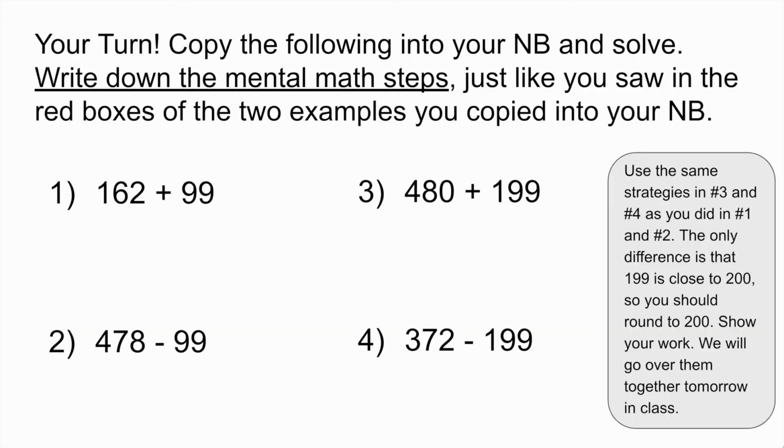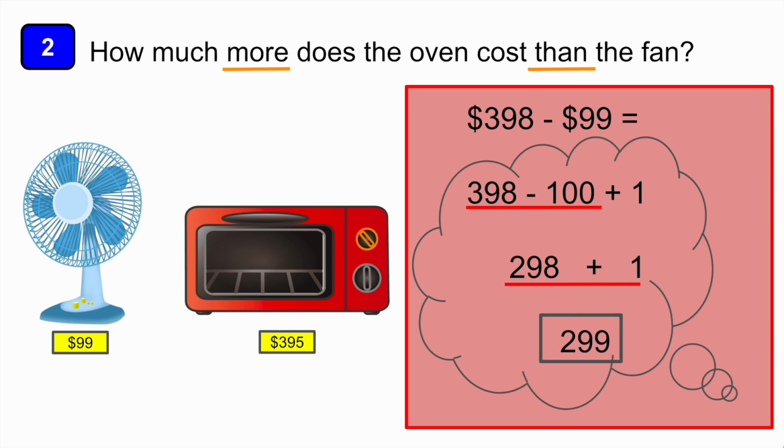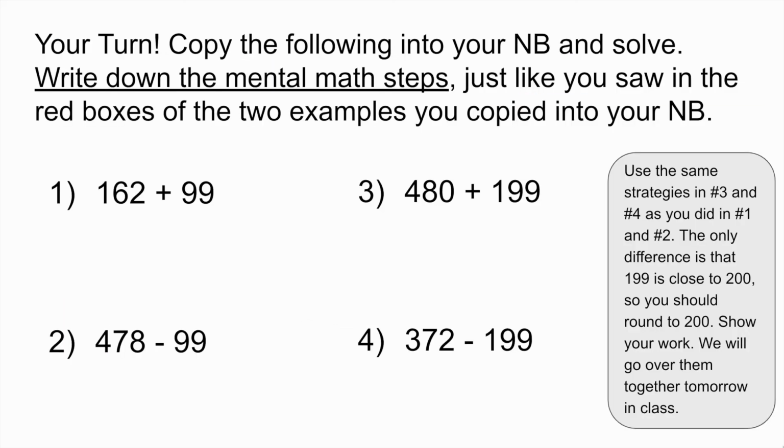Okay, so it is your turn now. I want you to copy the following into your notebook and solve. Write down the mental math steps, just like we did over here in the red box. 1 is 162 plus 99, but you'll notice that 3 is similar, except it's 480 plus 199. You're going to use the same strategy in number 3 as you use in number 1.